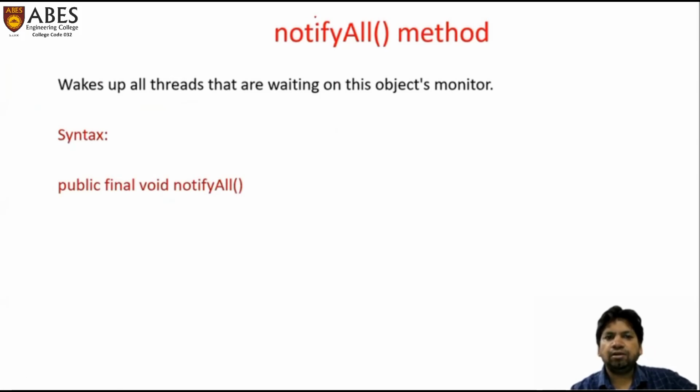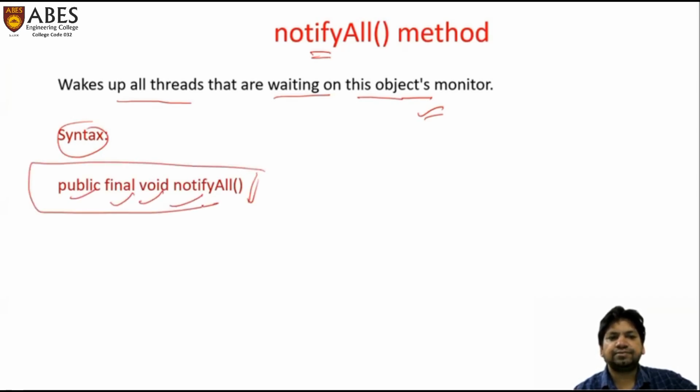What is notifyAll? notifyAll is also a method. It wakes up all threads that are waiting on the object's monitor. सारे जितने भी threads होते हैं उनको wake up करा देता है. The syntax is public final void notifyAll. This is a simple syntax. Here are some differences between notify and notifyAll.